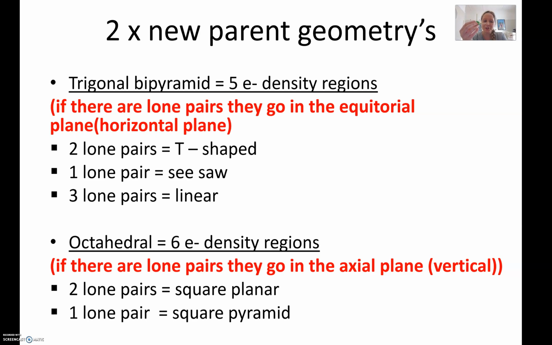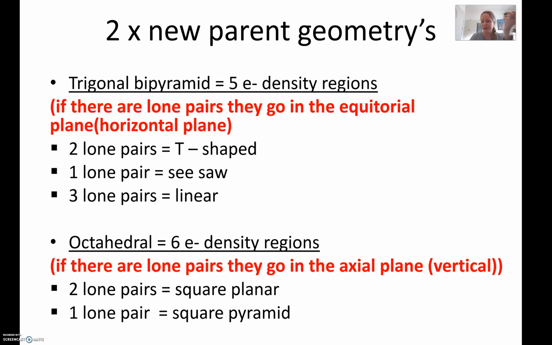So these are your new shapes for this year. So you have to know the 2 new parent geometries, which are trigonal bipyramid, with 5 electron density regions, and octahedral with 6. And we're going to play a game together to memorize these on teams, but that's essentially it. So you've learned where the lone pairs go and how the shapes are created.